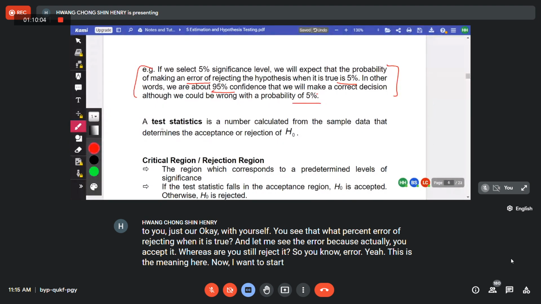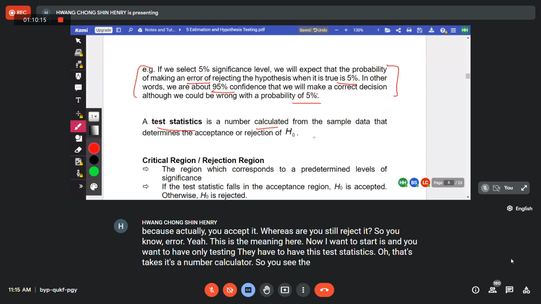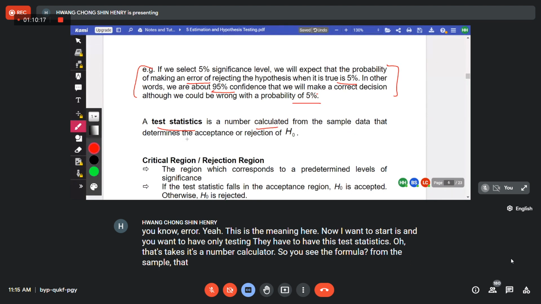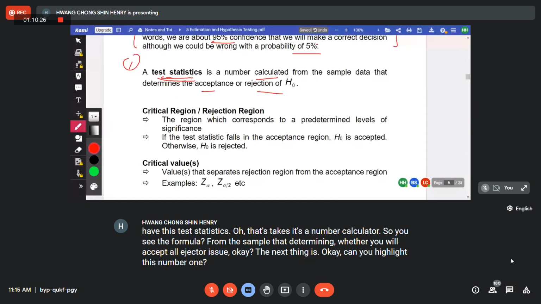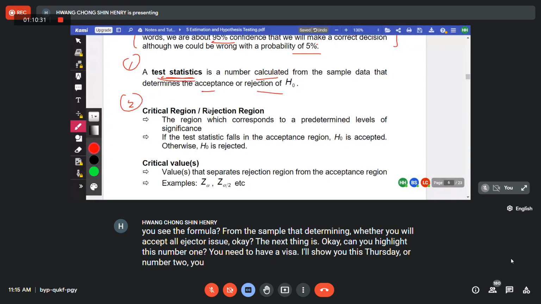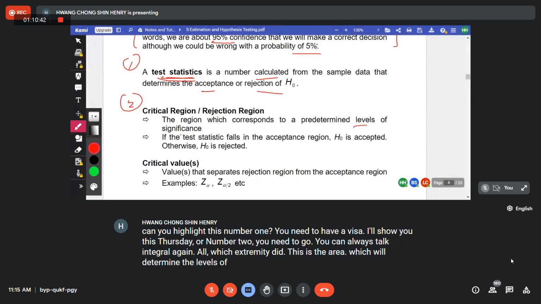Now, what I want to start is when you want to do hypothesis testing, you have to have this test statistics. Test statistics is a number calculated from the sample, you see the formula, that determines whether you will accept or reject H0. Okay. The next thing is, can you highlight this number one? You need to calculate this. I will show you the steps later on. Number two, you need the critical region. Now, what is called critical region or rejection region? This is the area which will determine the levels of significance.